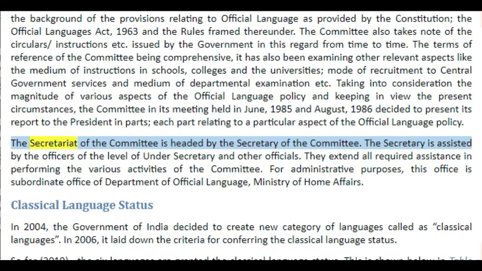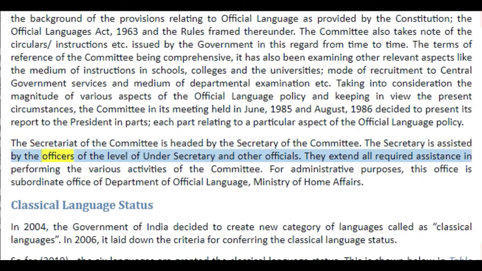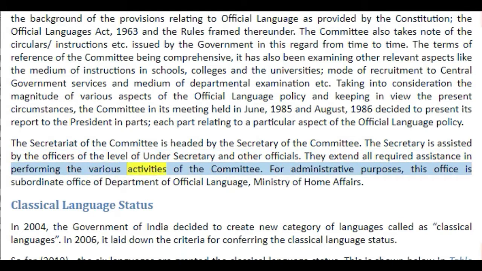The Secretariat of the committee is headed by the Secretary of the committee. The Secretary is assisted by the officers of the level of Under Secretary and other officials. They extend all required assistance in performing the various activities of the committee. For administrative purposes, this office is a subordinate office of the Department of Official Language, Ministry of Home Affairs.